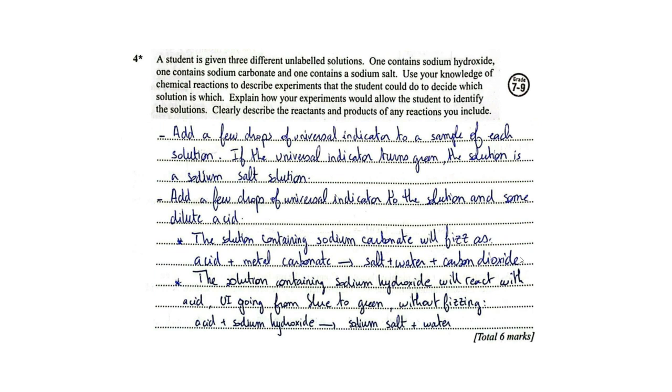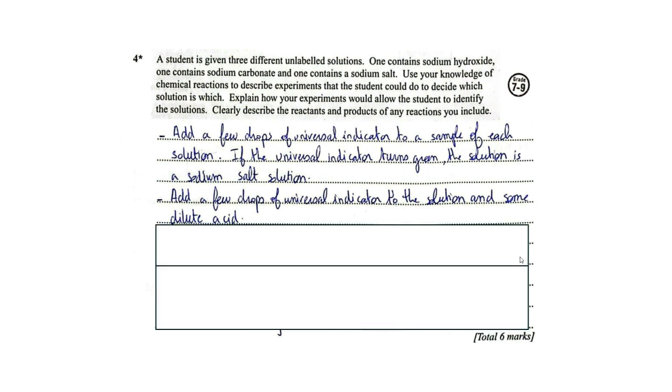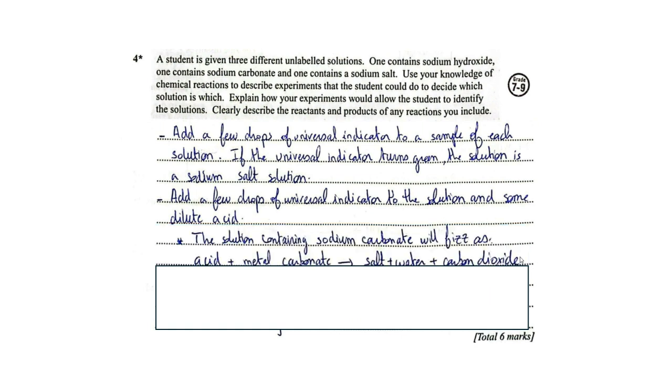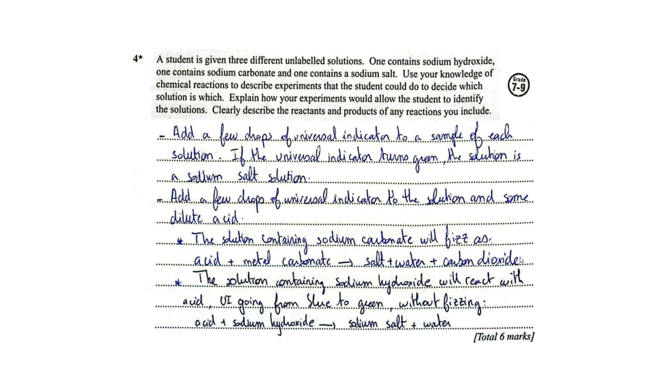Then add a few drops of universal indicator to the solution and some dilute acid. The solution containing sodium carbonate will fizz because acid plus metal carbonate make salt, water, and carbon dioxide. So this one will bubble. The other one will not bubble. The solution containing sodium hydroxide will react with acid. The universal indicator will go from blue to green without fizzing. And acid plus sodium hydroxide goes to sodium salt and water.